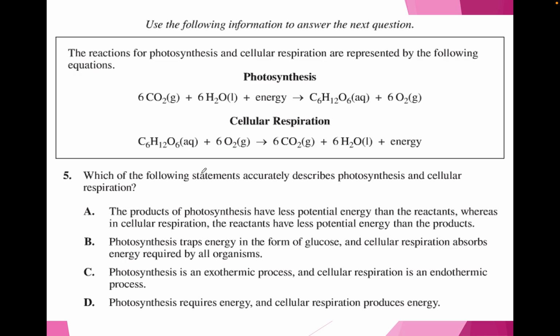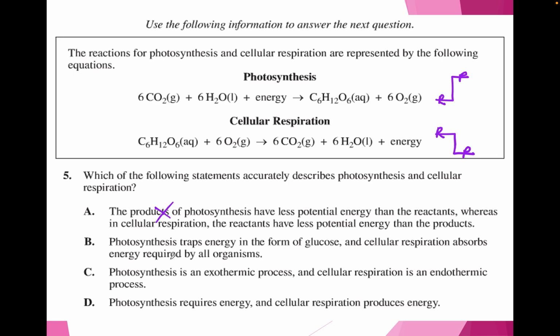So just to have that reminder, because it's talking about potential energy, if we did a quick diagram, because photosynthesis is endothermic, your potential energy diagram looks like this. So reactants are lower than products. And if it's cellular respiration, because it's exothermic, it would be this way. So reactants are higher than products. So going through this, it says the products of photosynthesis have less potential energy. So looking at our diagram, that's not true.